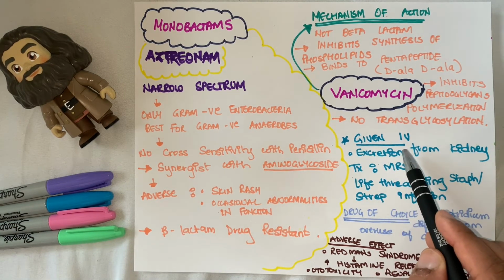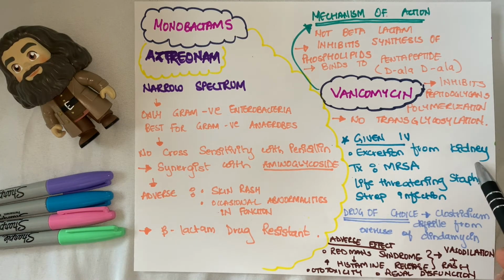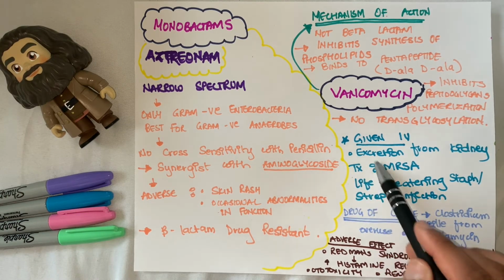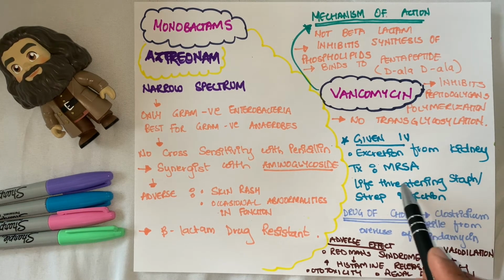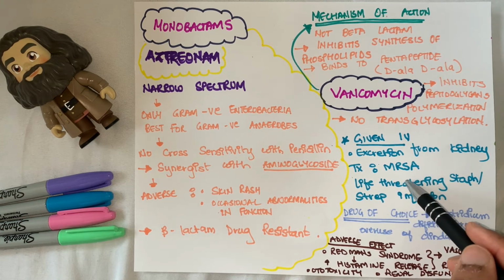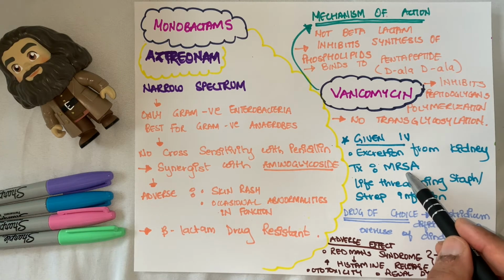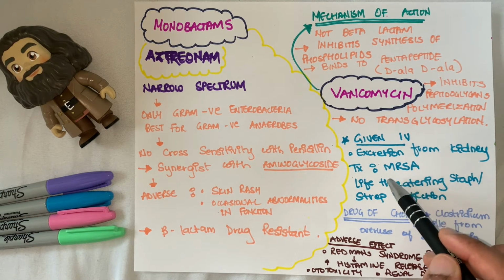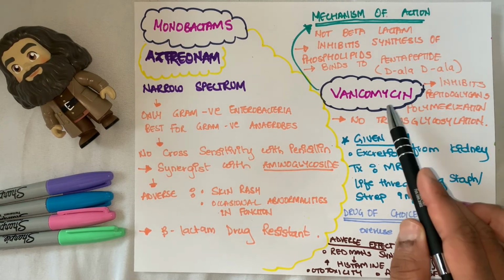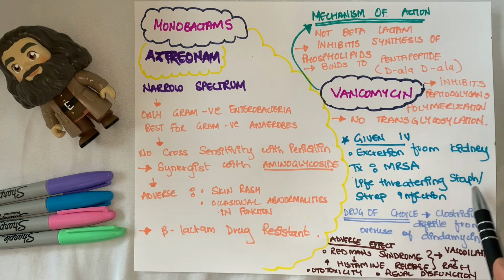Given IV, there is no oral formulation for vancomycin, and it is excreted from the kidneys. Also, it's the treatment of choice for MRSA. Remember from our previous video, which you can watch with our link posted above, MRSA is methicillin-resistant Staphylococcus aureus. So a Staphylococcus aureus that is resistant against the methicillins is treated by vancomycin. It's going to be for life-threatening Staphylococcus or Streptococcus infections, and they're treated by vancomycin.